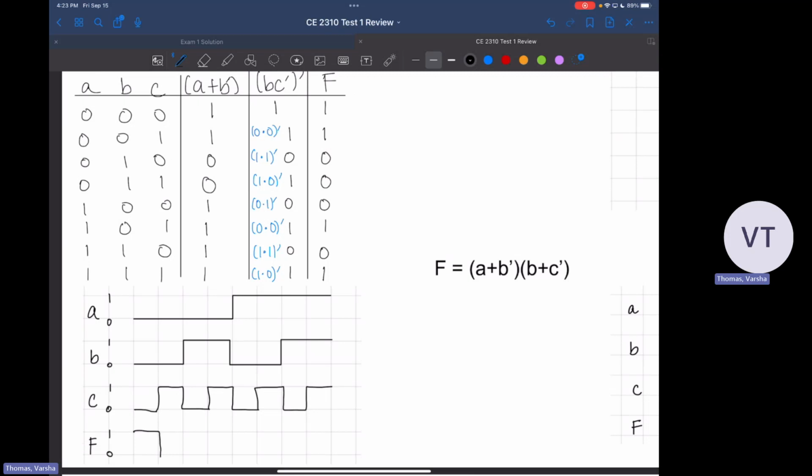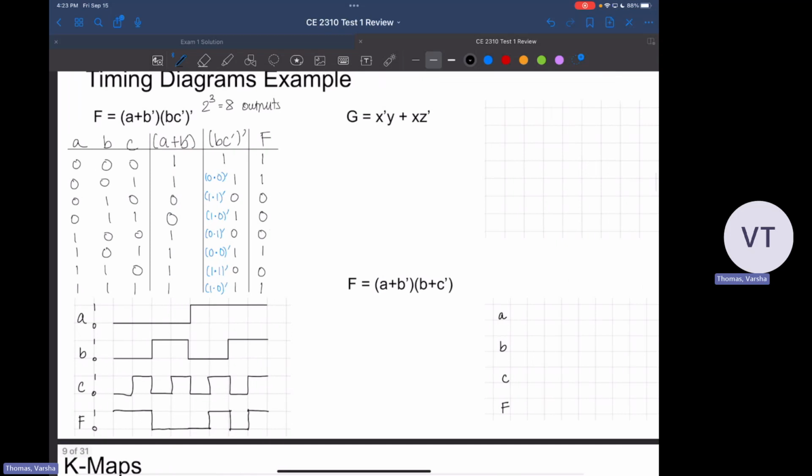At time 1, F is 1. At time 2, it's 0, 0, 0. Then F jumps up to 1. F jumps back down to 0, and then becomes 1. So that is what F would look like for inputs A, B, and C on a timing diagram.